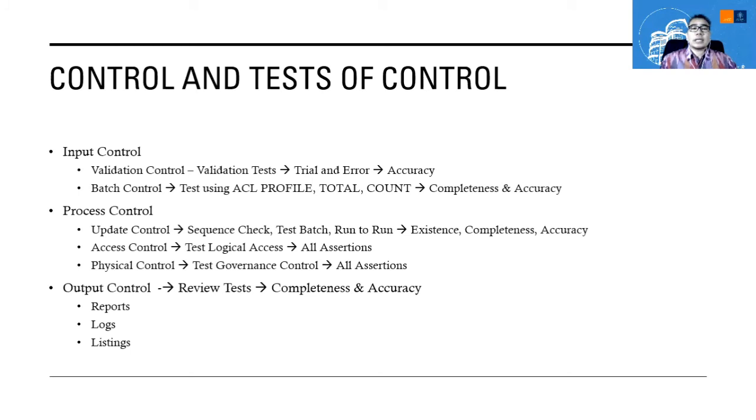And other than that, we have the update control, access control, and physical control, and each of the tests are in line with all of the audit objectives that we have previously discussed. And last, the output control, we can conduct a review test. This is to make sure that the audit objectives of completeness and accuracy are achieved and proven. We can see all of the reports, logs, or audit listings.